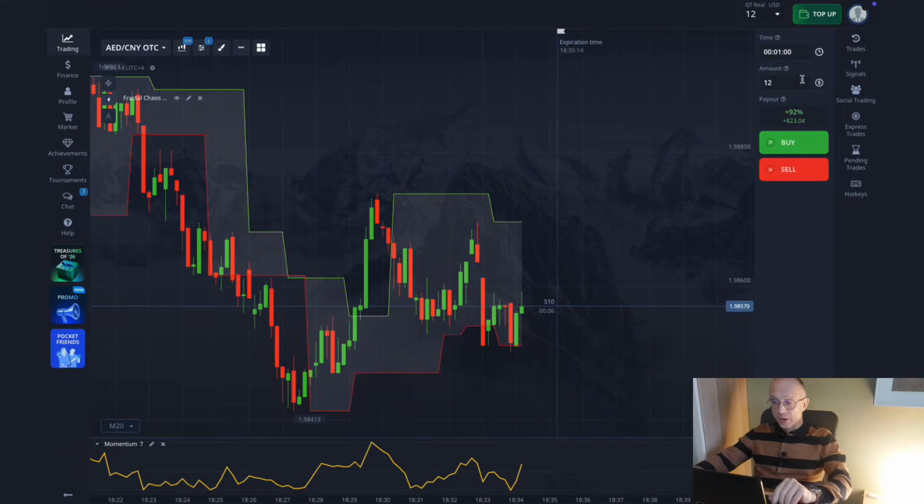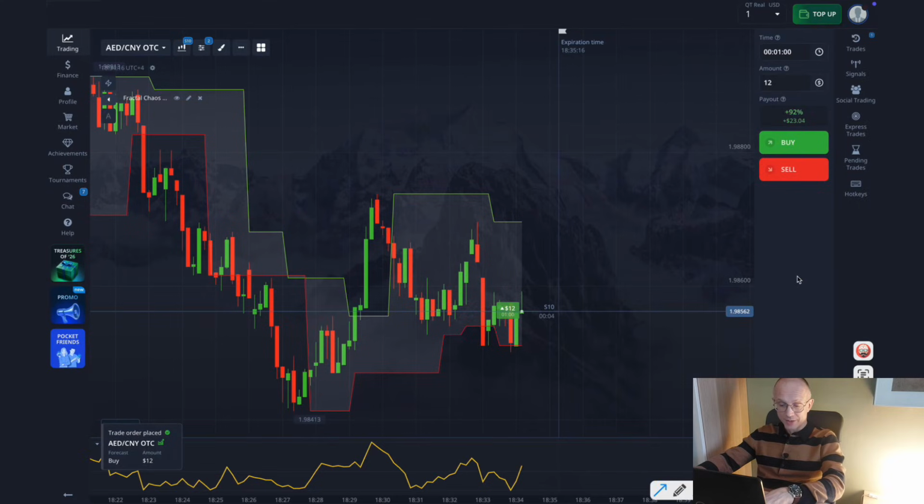I start working with a careful entry into the market. Expiration is 1 minute and I'm opening a long trade for $12. Now I'll explain the logic of this strategy step by step so that it's clear why growth is forming here.